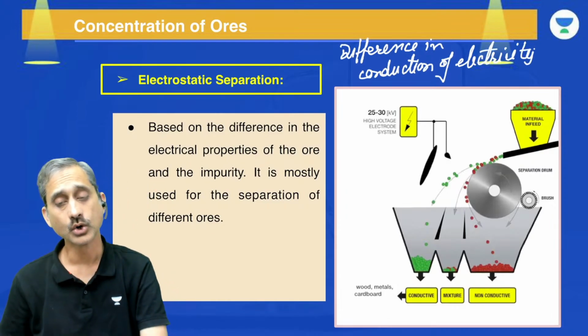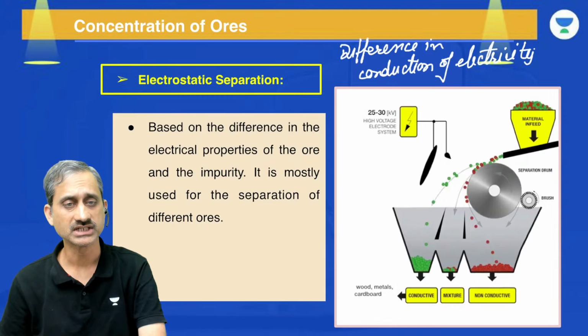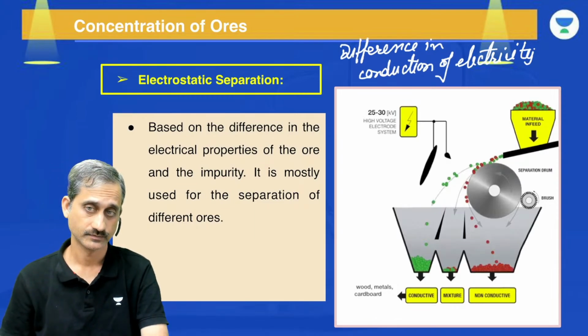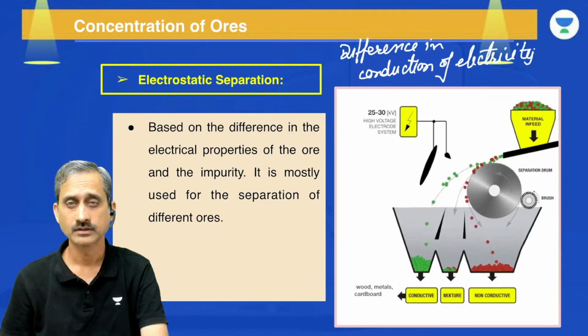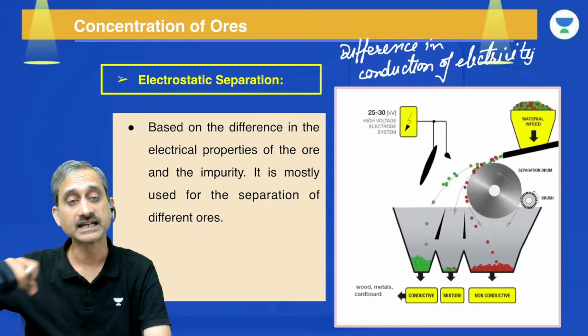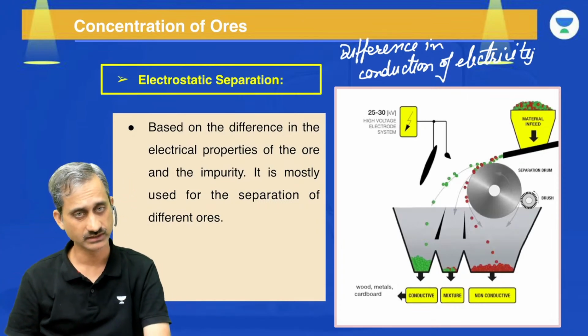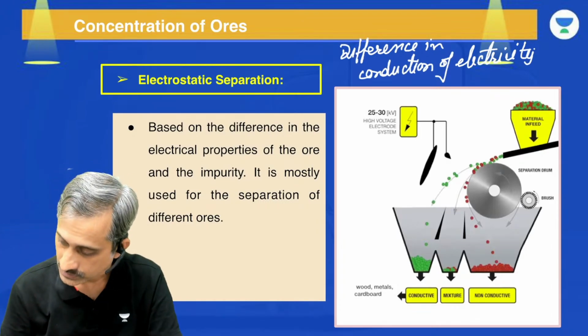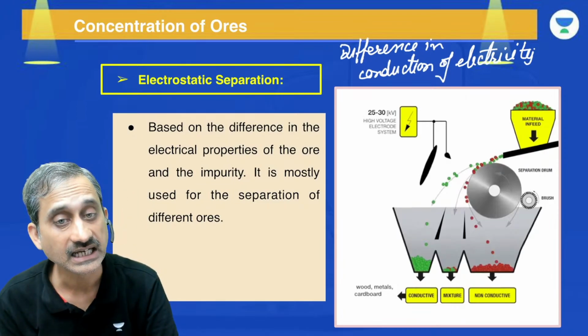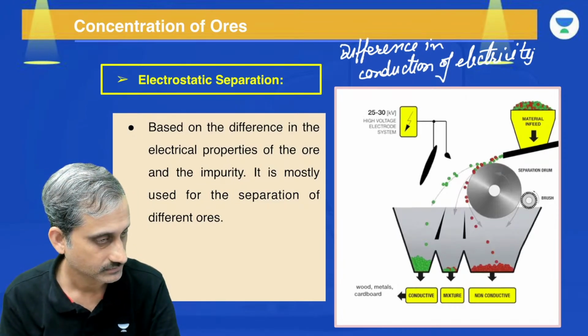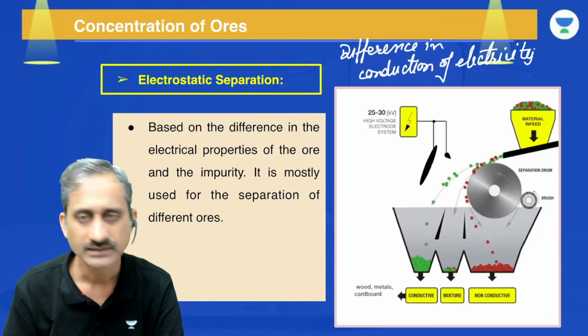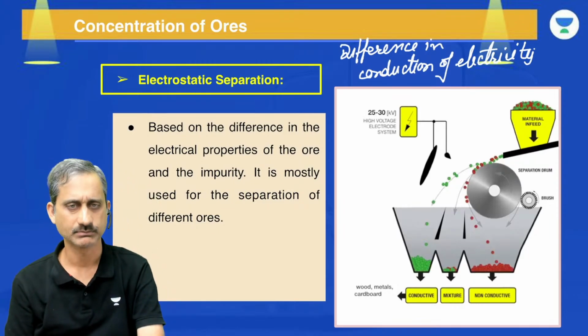Okay. The ore which is a better conductor of electricity gets charged. Clear? It gets charged. And it is getting attracted towards, or rather, I should say, repelled by the electric field. So it is based on the difference in conduction. Is it clear? That is what we call as electrostatic separation.